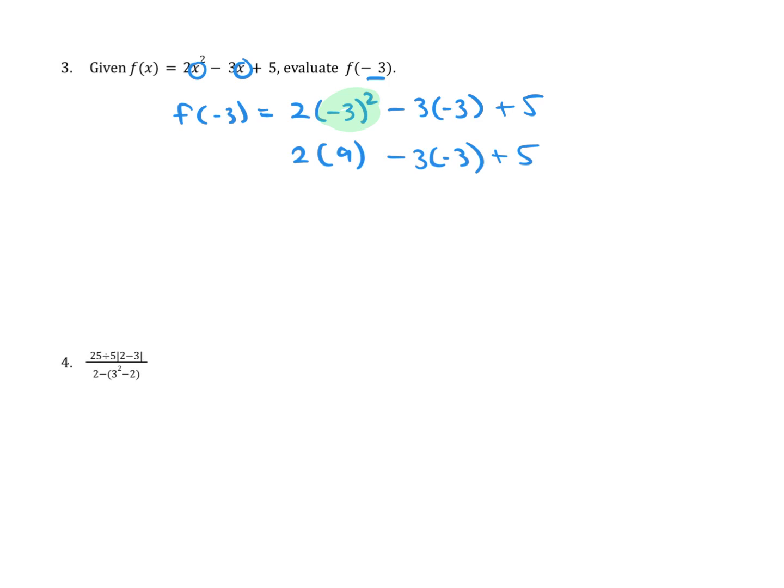And now I need to do my multiplication, which is here and here. 2 times 9 is 18. The minus 3 times -3 is a negative times a negative, so that's going to become plus 9. And I bring down plus 5. And now I'm just going to add from left to right. 18 plus 9 is 27, plus 5 is 32.